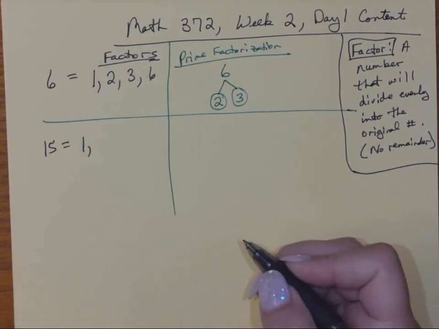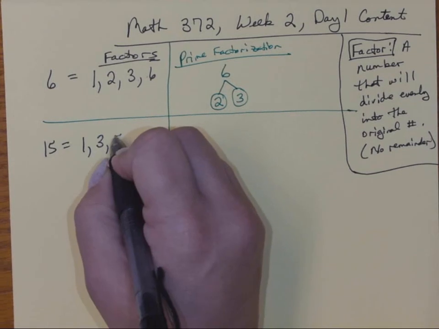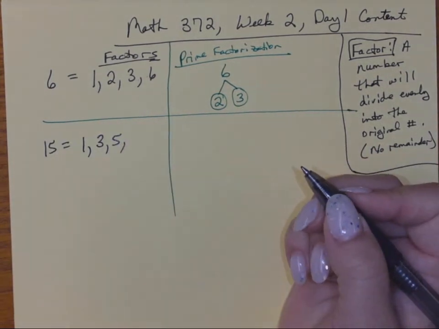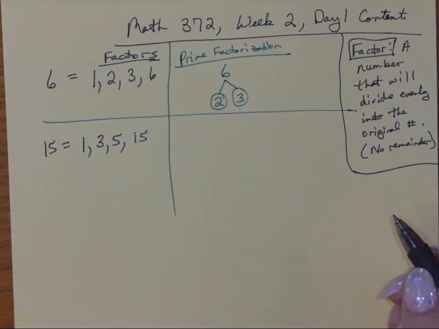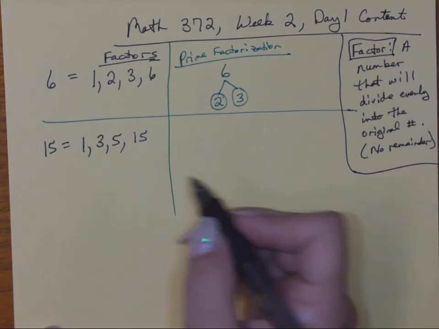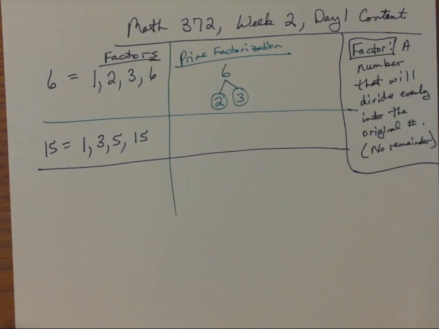15 is 1. 2 doesn't go into 15, but 3 does. And I know it happens to be 3 times 5. And the 15, of course, matches up with the 1. So 1 times 15, 3 times 5, those are the things. If you're not sure, again, double check.